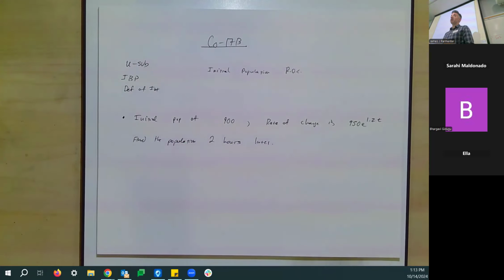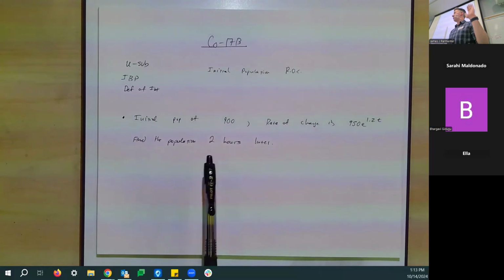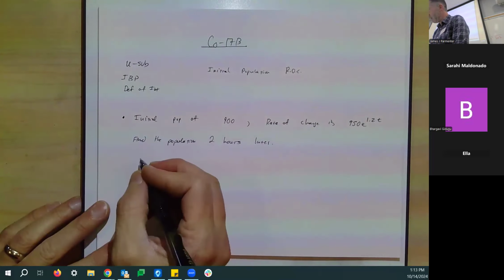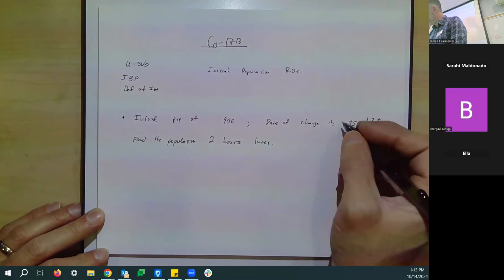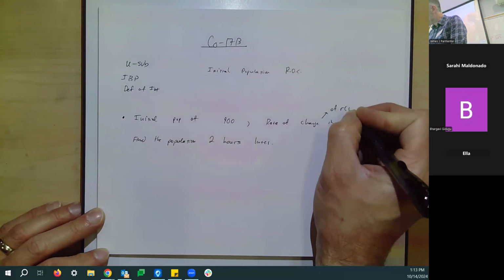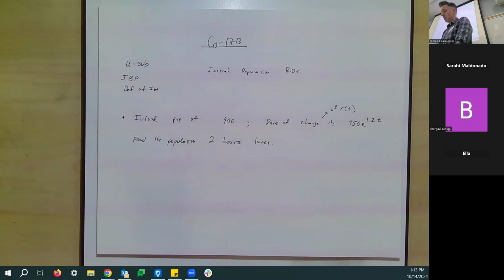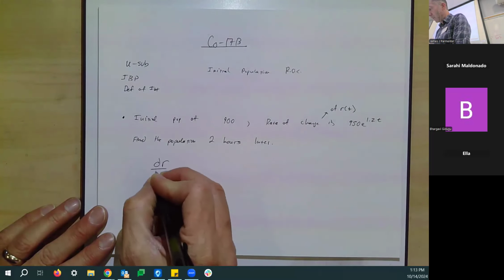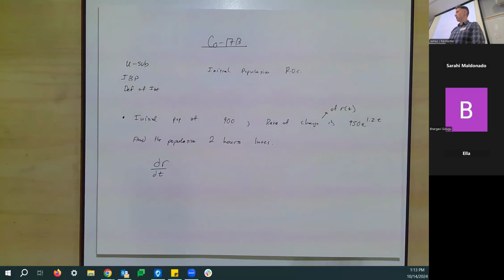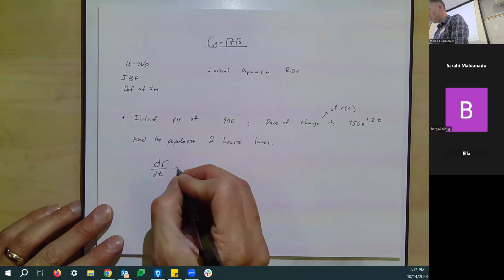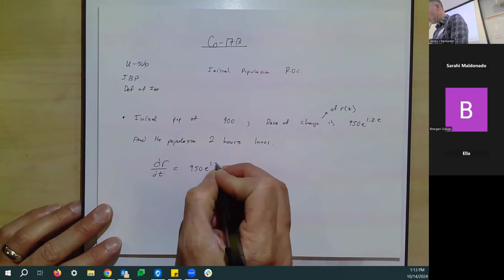So this is another example of an initial condition problem where you're really being asked to solve using an antiderivative. It's just phrased in a very different way. I could just as easily have said, find the antiderivative of 950 e to the 1.2 t, given that at time equal to 0, the population is 900. I believe they called this the rate of change of R of t, so I'll write down first dR/dt, which is equal to 950 e to the 1.2 t.